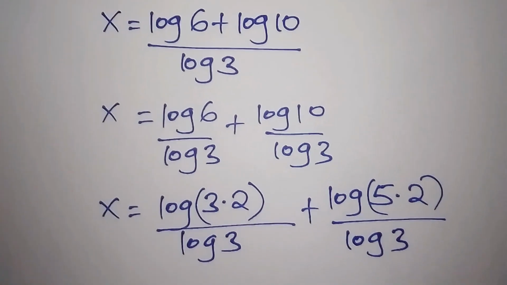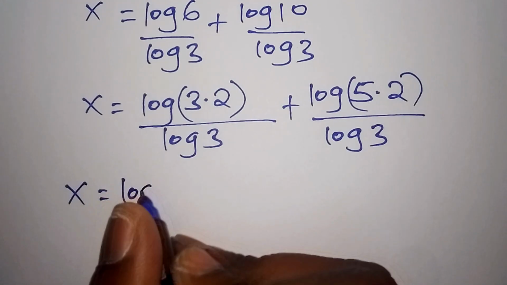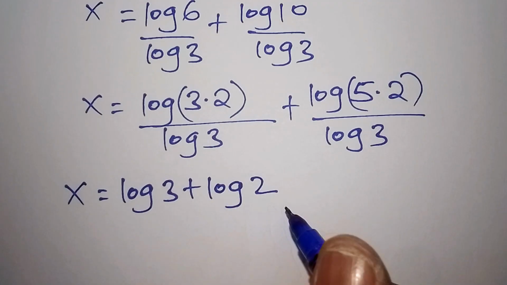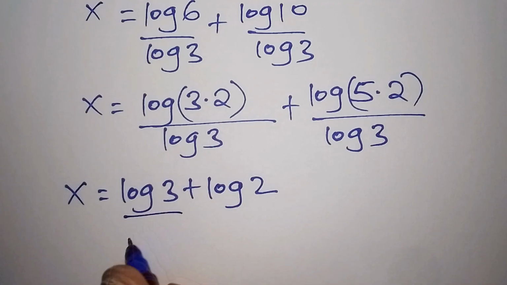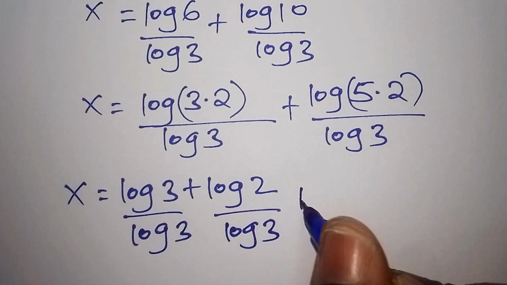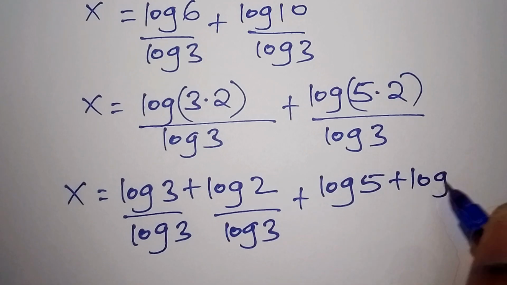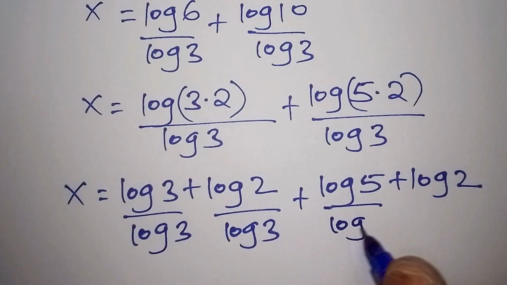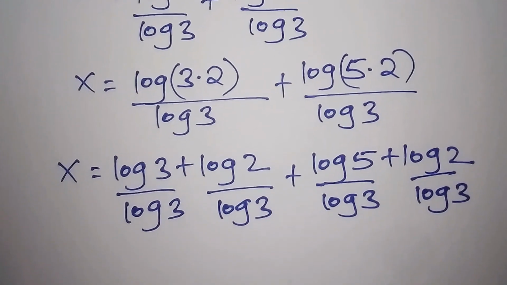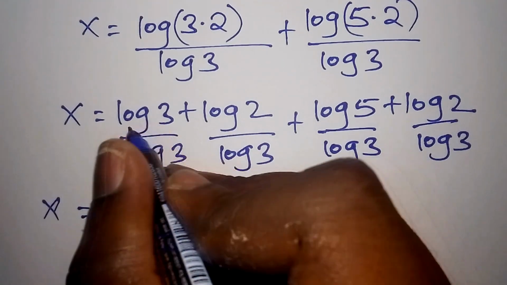From here we can write that the value for x is equal to the log of 3 plus the log of 2, all over the log of 3, plus the log of 5 plus the log of 2, all over the log of 3. So we can now cancel the terms that can cancel each other. So the value for x is equal to, log 3 and log 3 can cancel.